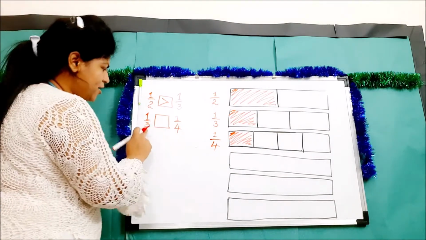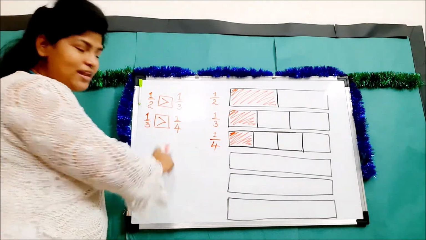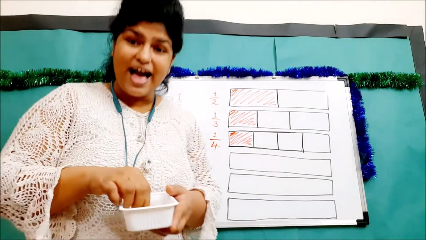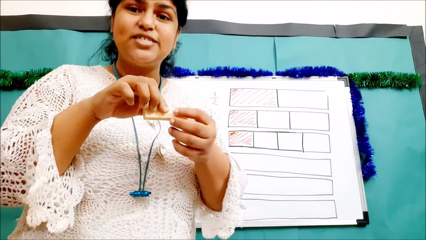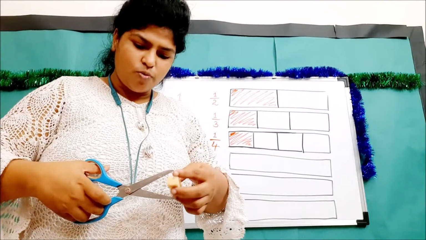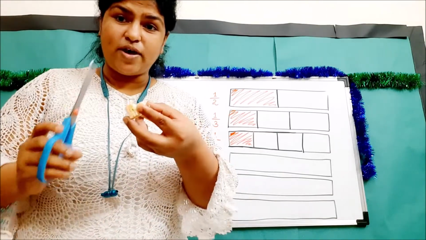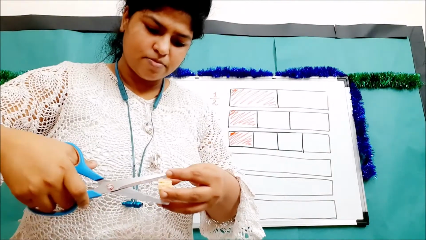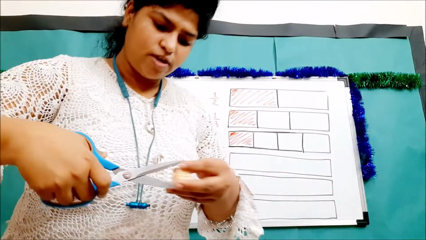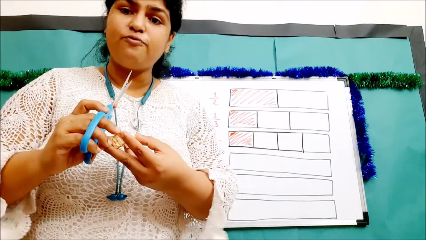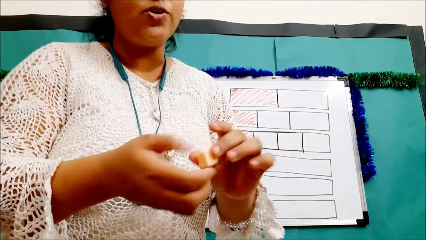1/3 is bigger than 1/4. Let's try to understand with my waffy. I'll take my waffy and I'm gonna cut it into smaller pieces, 4 pieces. Okay, so when I cut it like that, I'll get 1, 2, 3, and 4.